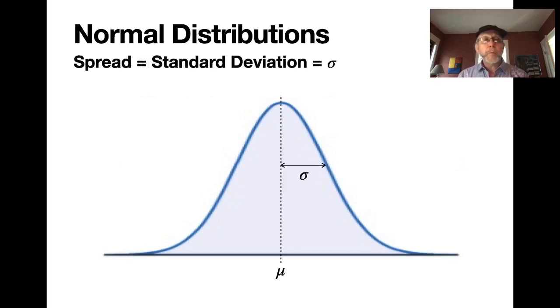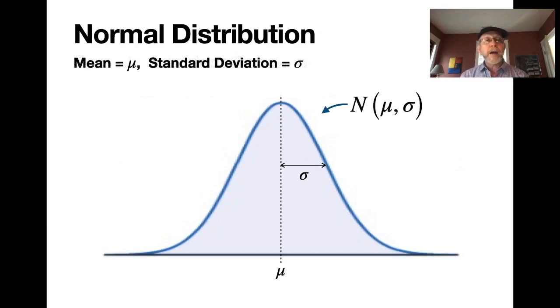The spread of a normal distribution we will measure with the standard deviation, sigma. So this is a little harder to just eyeball on the graph, but I've drawn it here in the figure as the length of that horizontal line you see there. That's our sigma.